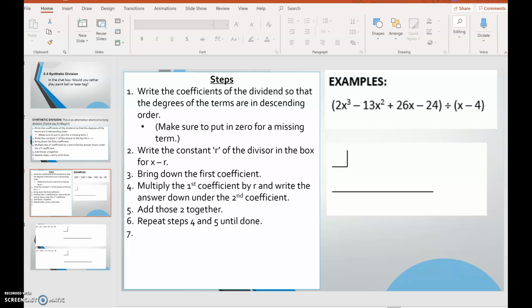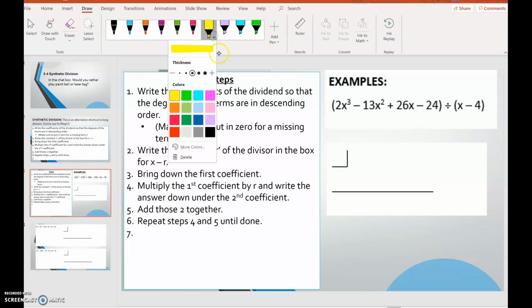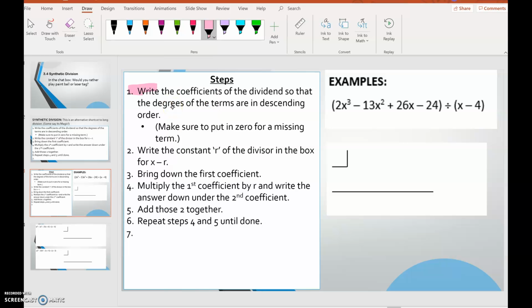So we have step 1, which I'm going to go ahead and highlight in pink here because I'm going to do it in pink. So step 1, write the coefficients of the dividend so that the degrees of the terms are in descending order. And if there was anything that wasn't here, so say there wasn't an x squared here, but there's an x and an x cubed, there has to be a placeholder for that. And we'll do an example of that later. But let's go ahead and look at this.